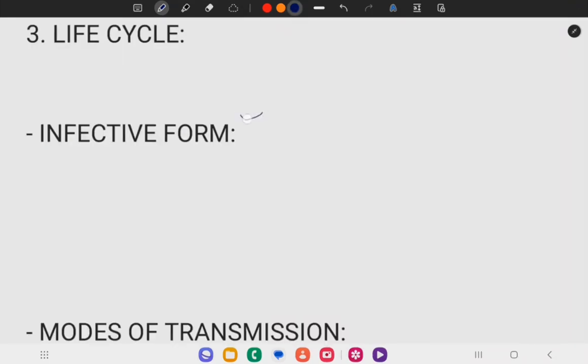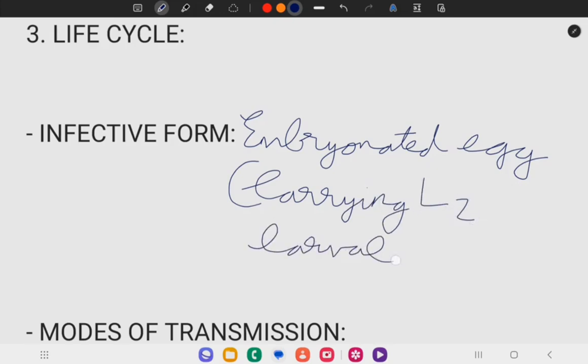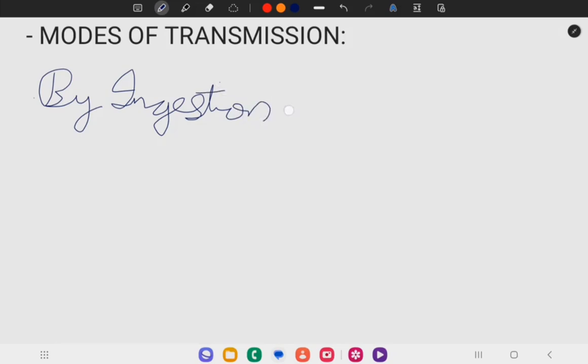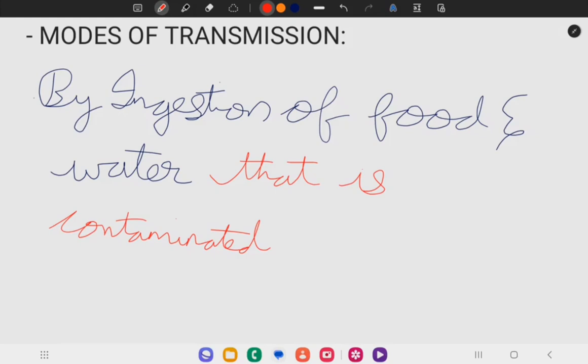Infective form is the embryonated egg carrying L2 larva, and a person gets infected by ingestion of food and water that is contaminated with embryonated eggs.